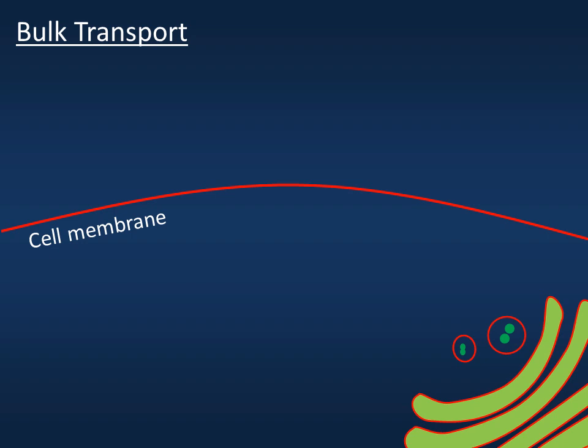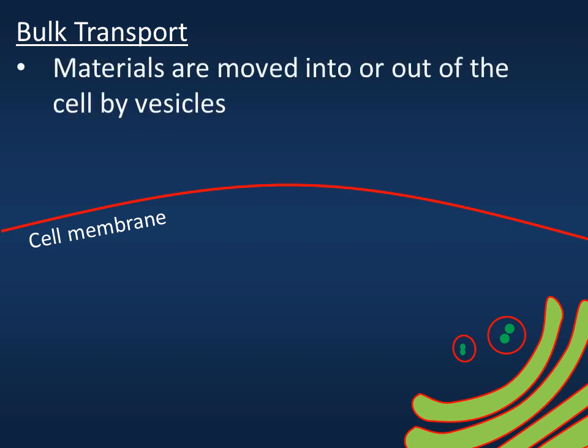Now, another form of active transport that really doesn't have anything to do with concentration gradients at all is called bulk transport. And this is when materials are moved in or out of the cell by vesicles. So for instance, here we have our cell membrane and the Golgi apparatus over here creating vesicles with various particles in them. Now this does require ATP, and we'll talk about why in a little bit.